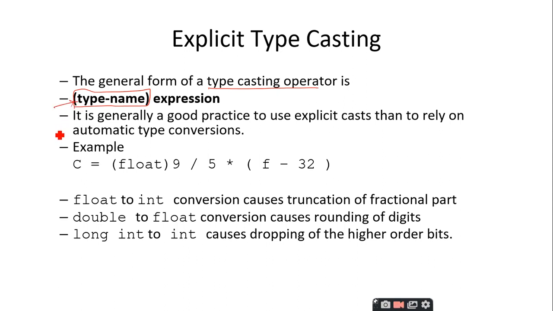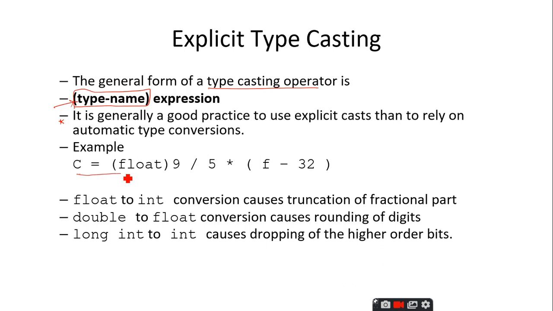And remember that it is generally a very good practice to use explicit casts rather than depend on the implicit typecasting. So, do not ever rely completely on the compiler for typecasting. It is better that you explicitly specify, using the casting operator, the data type to which you want to convert. This will be a good choice rather than purely depending on the implicit typecasting.